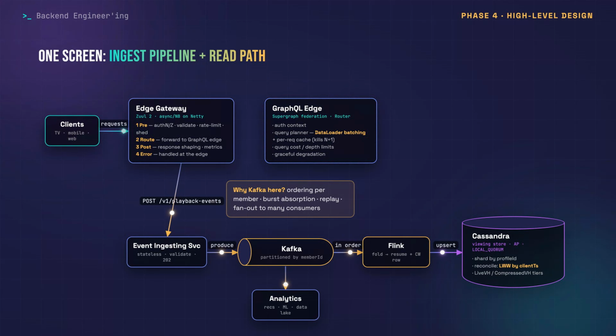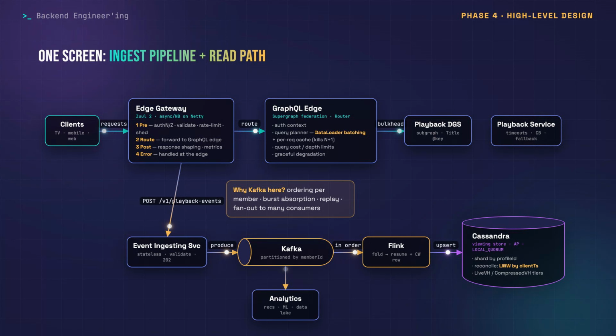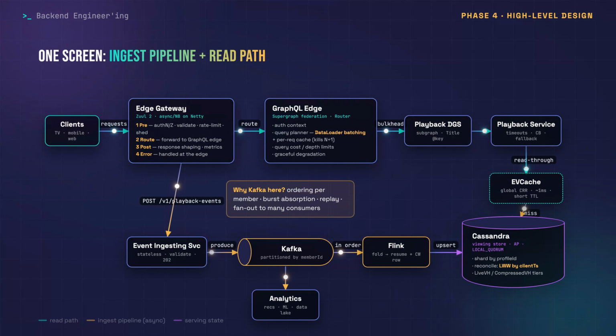Now the read path along the top. A device query hits the GraphQL edge, the federated router, which routes to the playback subgraph. Then the playback service, wrapped in timeouts and circuit breakers. That reads through EVCache, which is globally replicated, and only on a cache miss does it fall back to Cassandra. That's the entire system in one picture.